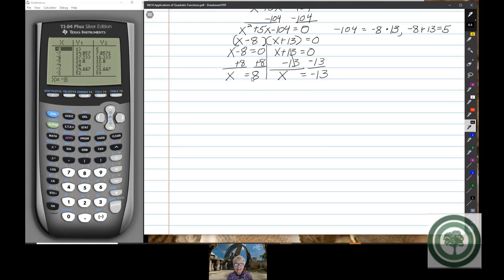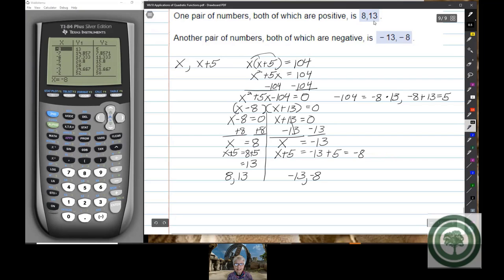If x is 8, then the other number, which is x plus 5, will equal 8 plus 5, which is 13. So my numbers will be 8 and 13. On the other hand, if x is negative 13, then the other number, x plus 5, will be negative 13 plus 5, which is negative 8. So my two numbers in this case are negative 13 and negative 8. Now let's see if that's right. 8 and 13, yes. Negative 13 and negative 8, yes.